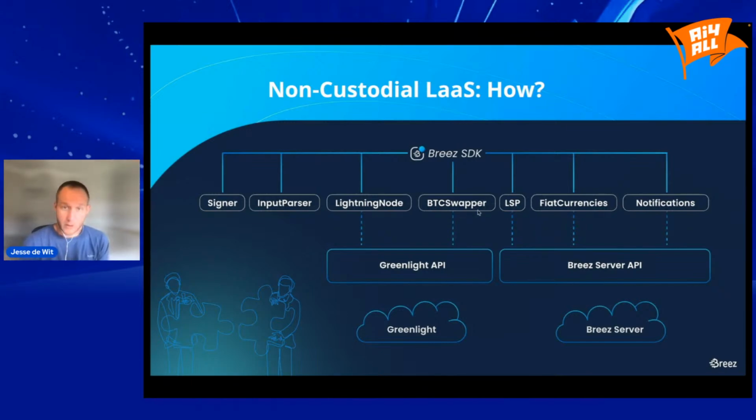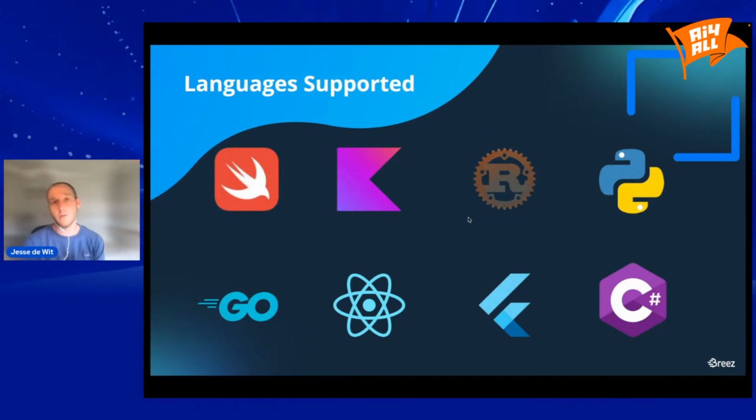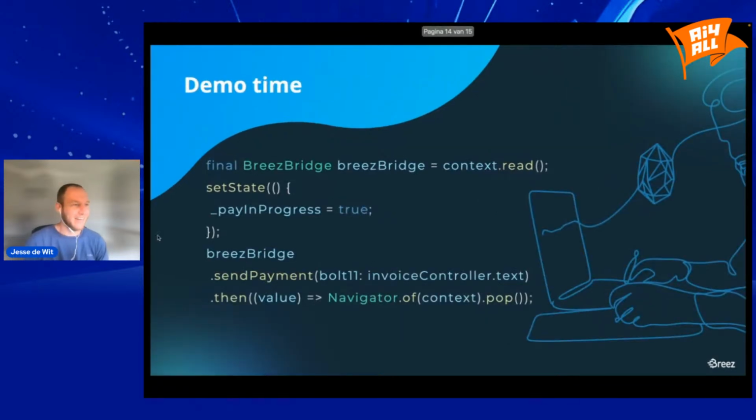The Breez SDK is available in a bunch of languages now. The languages we currently support are Swift, Kotlin, Rust, Python, Go, React Native, Flutter, and C#. As I said, we don't support web yet, but we've got WebAssembly on the roadmap to do that in the future. So it will come in due course.